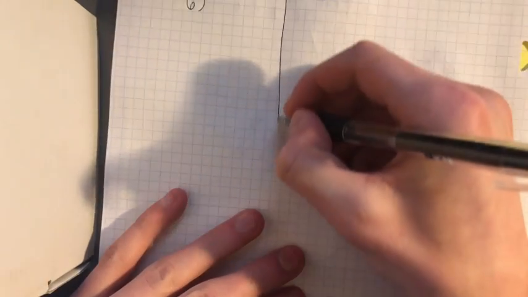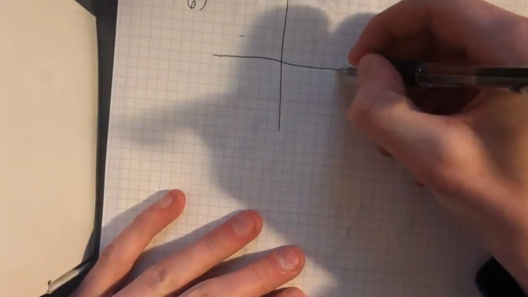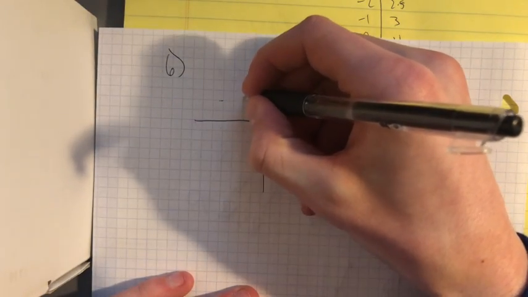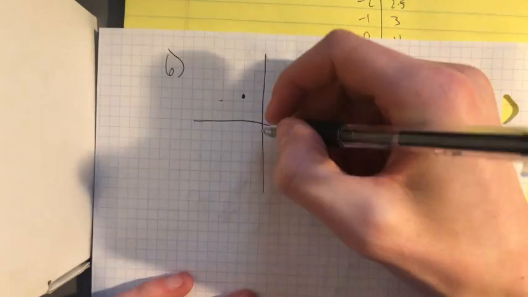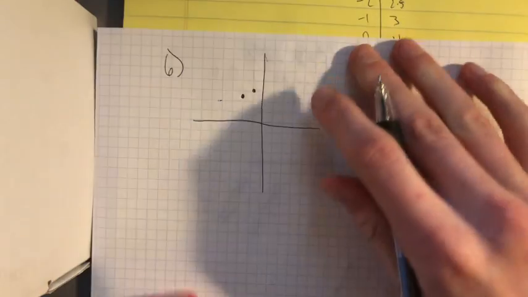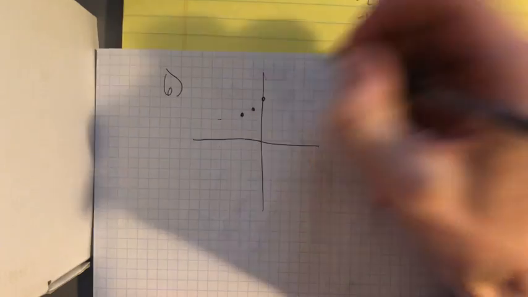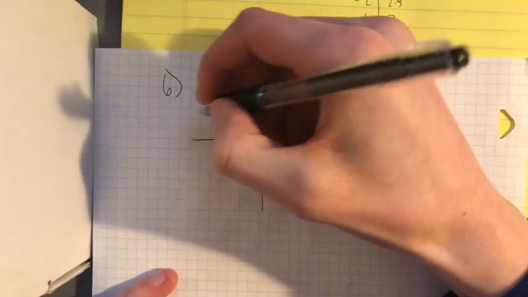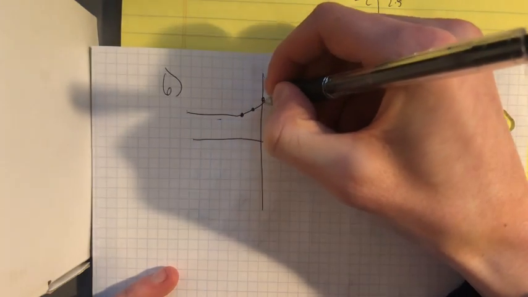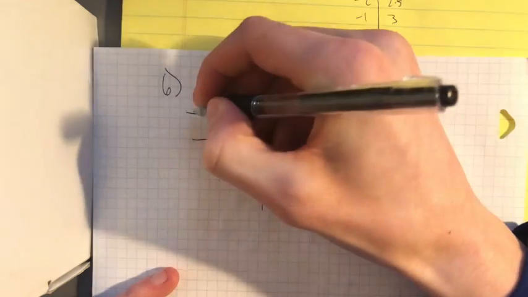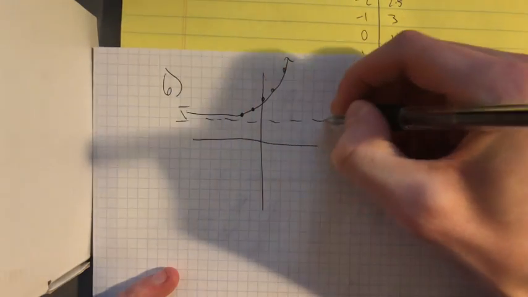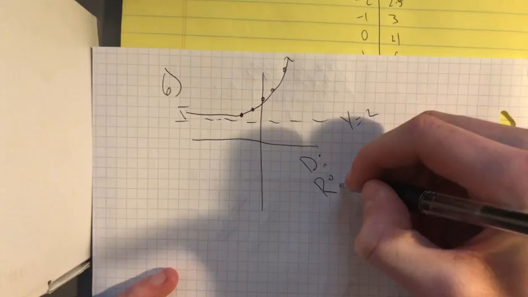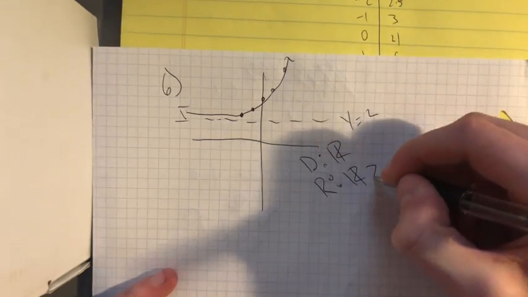So let's head right on over to the graph here. Okay, draw ourselves a graph. We've got -2, 2.5. We've got -1, 3. We've got 0, 4. We've got 1, 5. And we've got 2, 10. So we draw it up there. Asymptote of 2, y equals 2, domain and range are all real numbers, and all real numbers greater than 2.